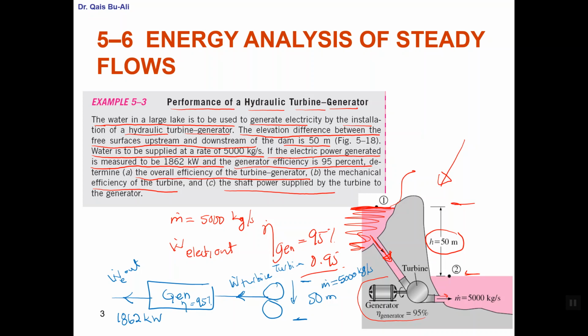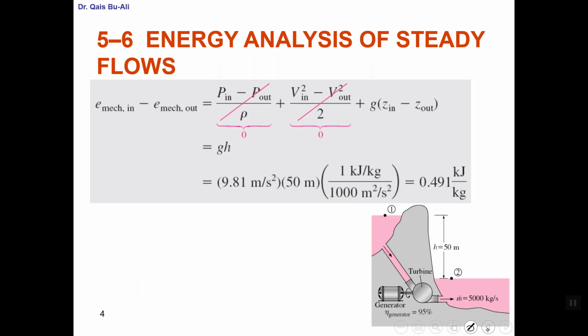So he is looking for the overall efficiency of the turbine generator. He is looking for the mechanical efficiency of the turbine, just by looking at what's happening here. And he is looking for the shaft power supplied by the turbine to the generator. This is the problem. I explained it for you and sketched it, and now let's look at the solution. We'll go through it step by step.